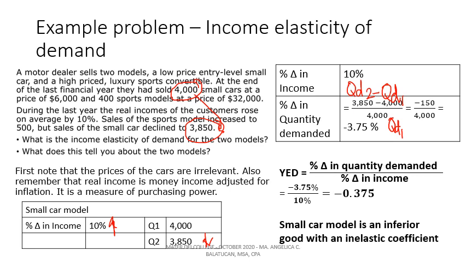So based on the figure that we have computed, the corresponding sign is negative. So remember that if it is a negative number, it means that the good is inferior. So therefore, the small car model is an inferior good. And why is it that it is inelastic? Remember that if it is lesser than 1, it is inelastic. Okay?